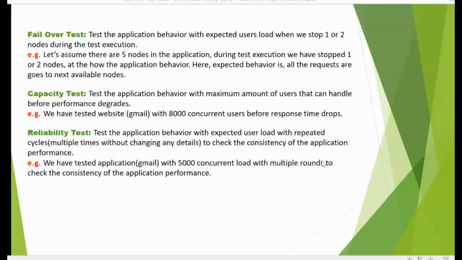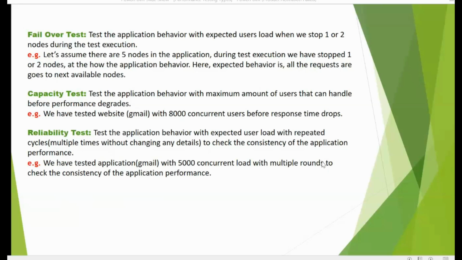Here capacity test means testing the application behavior with the maximum number of users it can handle before performance degrades. For example, we have tested a website with 8000 concurrent load before response time drops. The next one is reliability test.